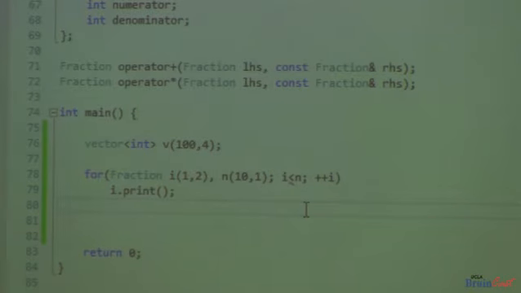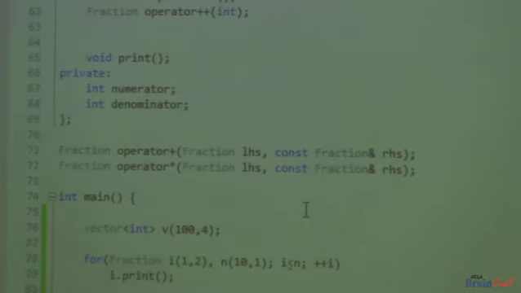Fantastic question. Okay, who wants to make this for loop work with a fraction? Would you like to see that? That's kind of cool. Cool concept, right? You can do a for loop using a fraction object. Yeah, I think so too. All right, so what do we need to do? Well, we need to define a less than operator.